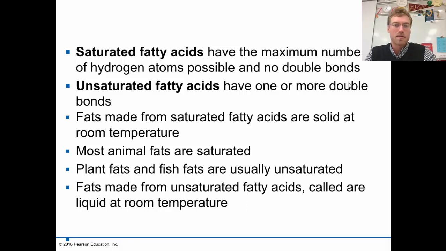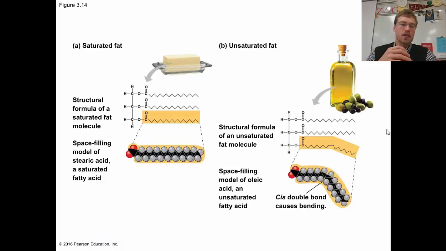Saturated fatty acids have the maximum number of hydrogen atoms possible and no double bonds. Unsaturated fatty acids have one or more double bonds. The reason why that's important is that saturated fatty acids are solid at room temperature, which is usually your animal fats, and unsaturated ones are liquid at room temperature, which are mostly plant and fish fats, right? So examples are things like butter. Butter is a saturated fat.